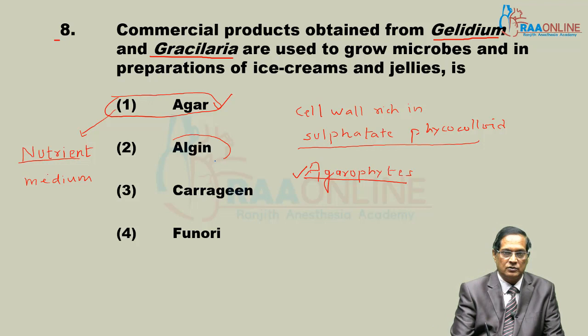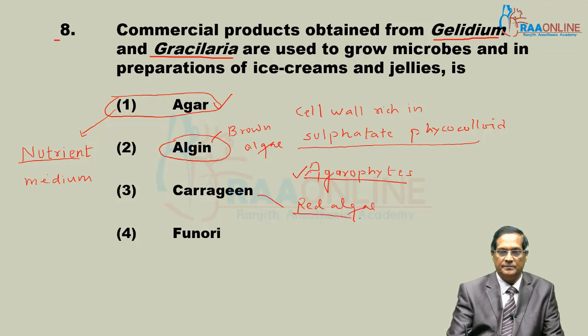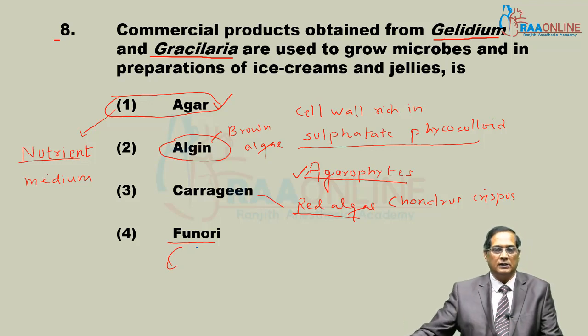Algin is also a phycocolloid, but it is obtained from brown algae. Carrageen is obtained from red algae, from Chondrus crispus. It's a red algae. Carrageen is a gummy substance from red algae.